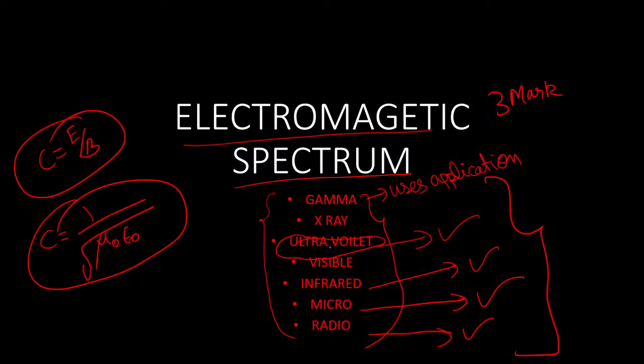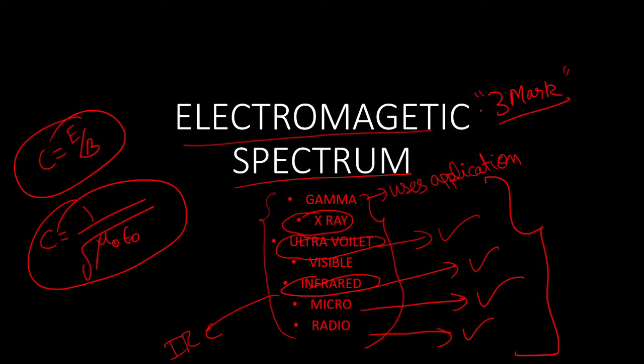The question in the sample paper: the ray which is used to maintain the Earth's temperature is infrared. The greenhouse effect is caused by infrared, IR. The example for finding a fracture is X-ray. That kind of question we can expect for the exam. From here, minimum 3 marks will be there in your exam.